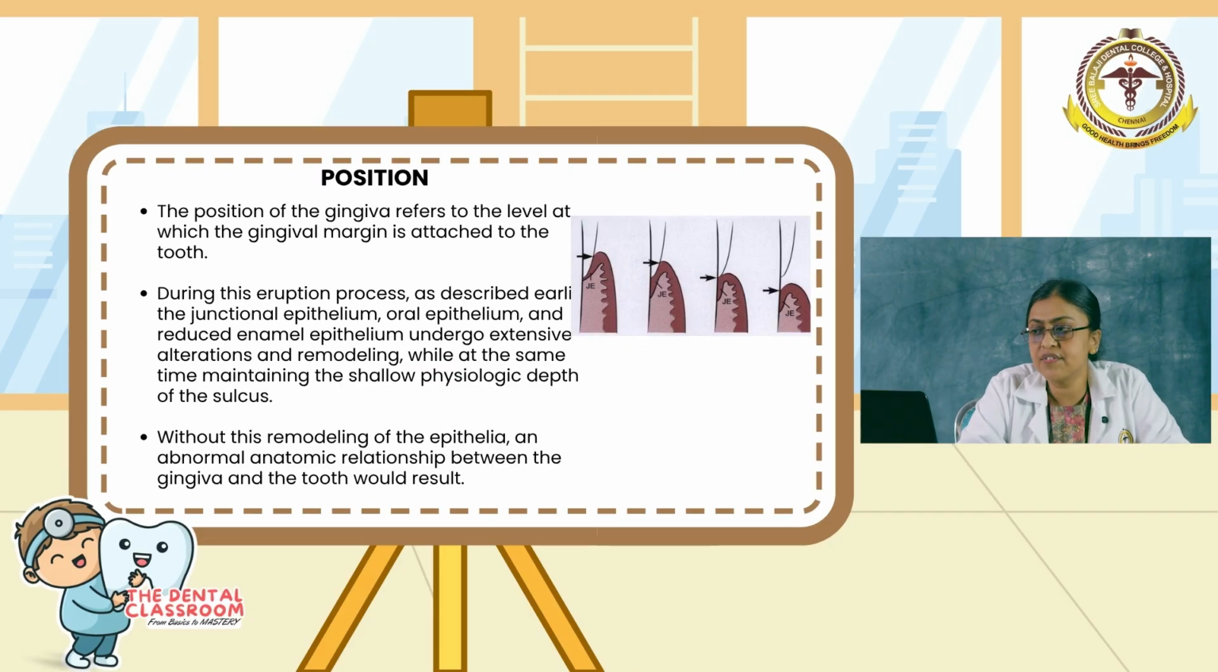The position of the gingiva refers to the level at which the gingival margin is attached to the tooth. During the eruption process, as described earlier, the junctional epithelium, oral epithelium and reduced enamel epithelium undergo extensive alterations and remodeling, while at the same time maintaining the shallow physiological depth of the sulcus. Without the remodeling of this epithelium, an abnormal anatomic relationship between the gingiva and the tooth would result.